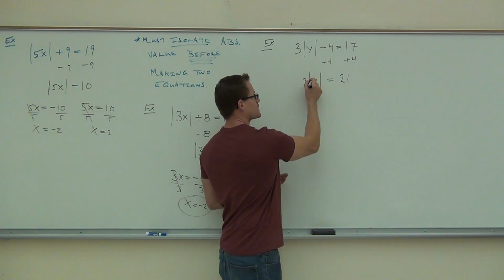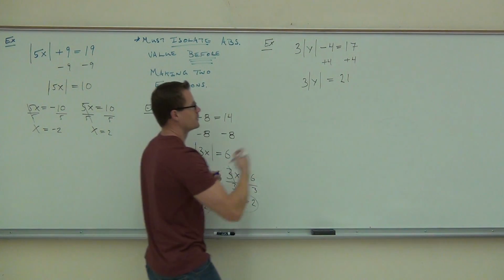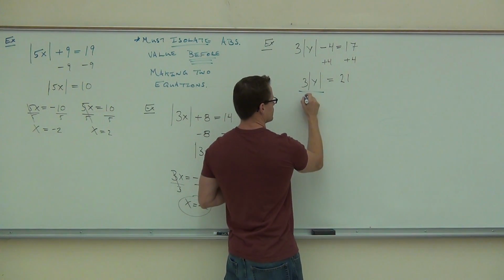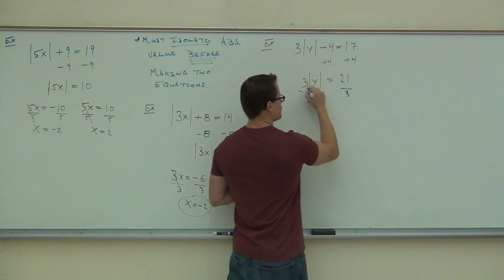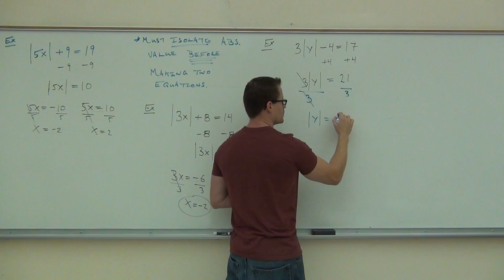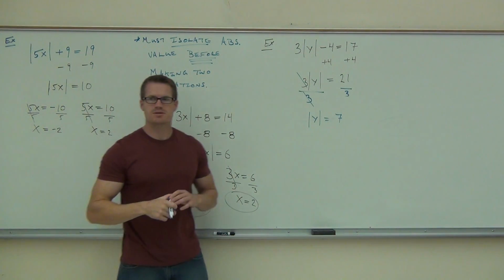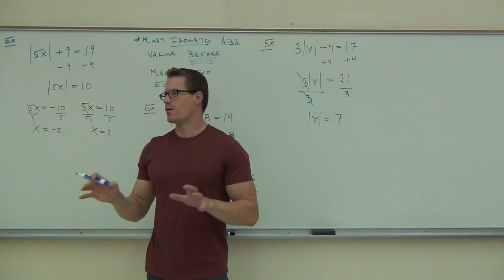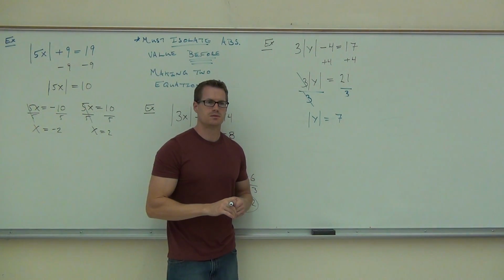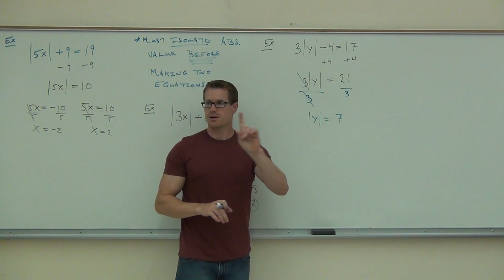Since this is 3 times absolute value y, let's take care of that. If we divide by 3, yes, those 3's are gone. I get the absolute value of y equals 7. If the absolute value of y equals 7, what do you know about y? It's 7. Well, yeah, it is 7. That's one of our solutions. It does have 2 solutions.